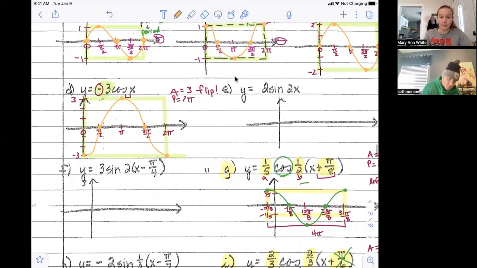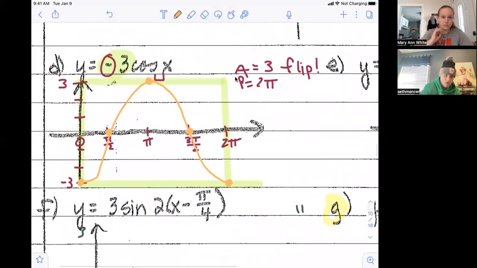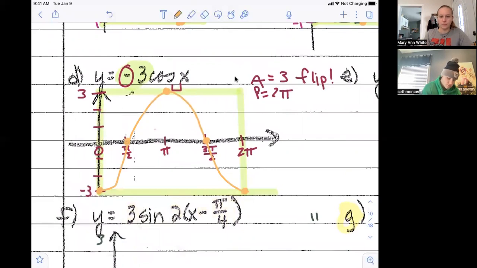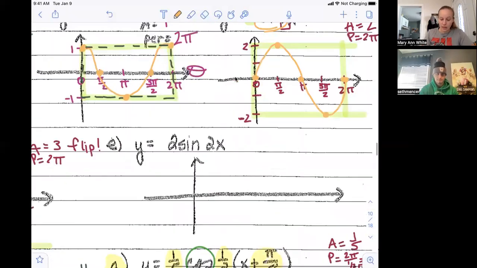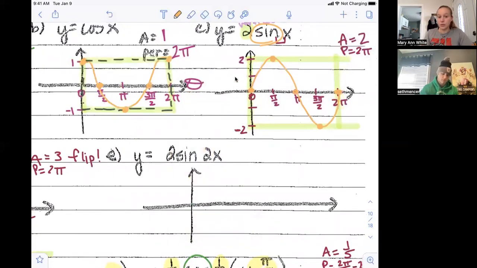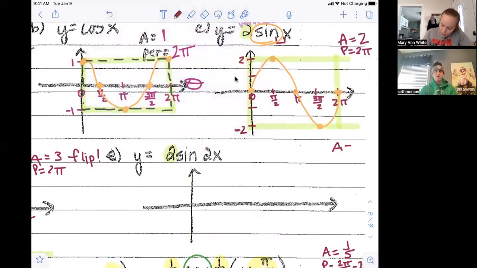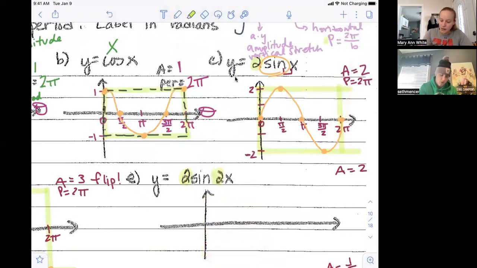So I just have 2 more examples that we have to do. All right. Letter E looks a lot like the one we did on letter C. It's still 2 times sine, so that 2 is still going to affect my amplitude. The second 2, though, affects the period, and we haven't dealt with that yet. So the second 2, the 2 between the sine and the x, that's my B. And like we said up here, my new period equals 2 pi divided by B.